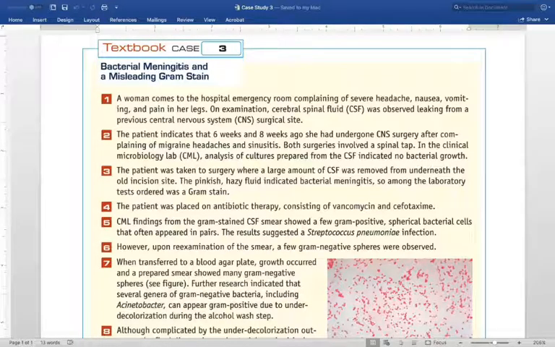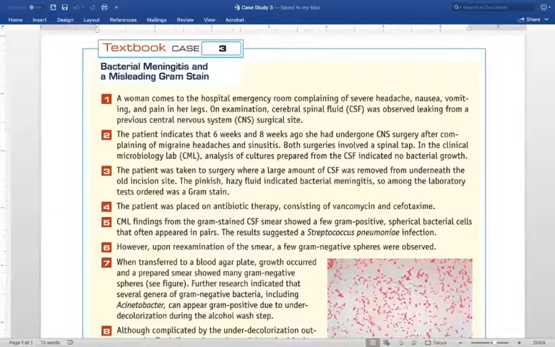Further research indicated that several genera of gram-negative bacteria, including Acinetobacter, can appear gram-positive due to under-decolorization during the alcohol wash step. Although complicated by the under-decolorization outcome, the final diagnosis was bacterial meningitis due to Acinetobacter baumannii.